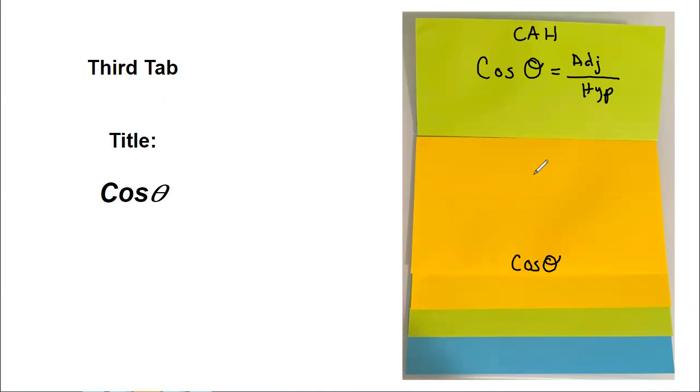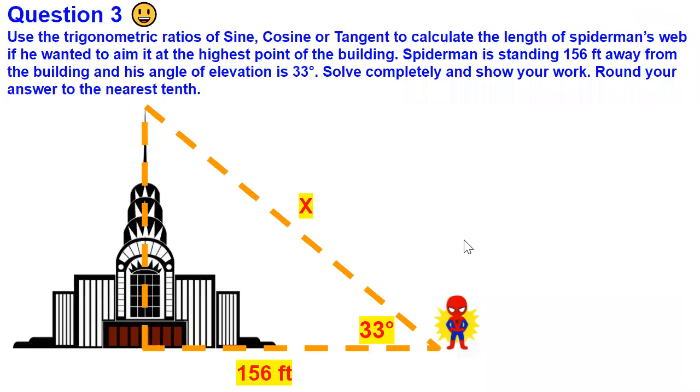All right. Ready for the example? Let me go ahead and clear from this page. And here's my example. Go ahead and copy this one down. Use the trigonometric ratios of sine, cosine, or tangent to calculate the length of Spider-Man's web if he wanted to aim at the highest point of the building. So he's down here and he wants to shoot his web so that he can swing from the chandelier and start singing.